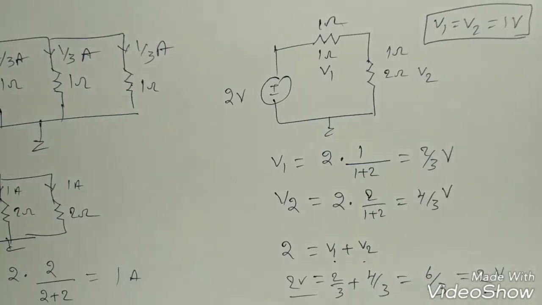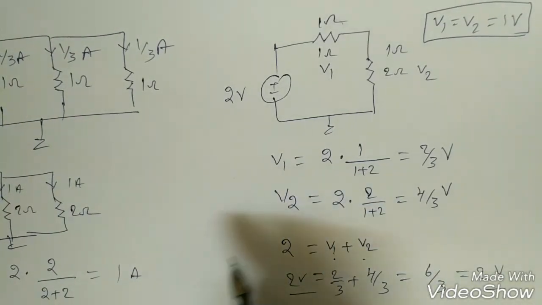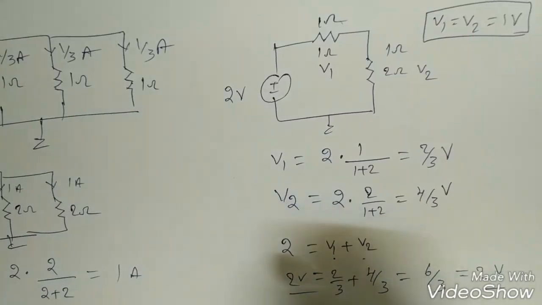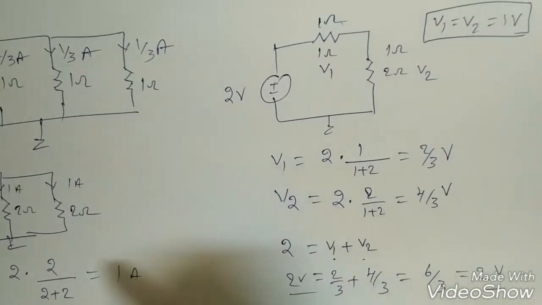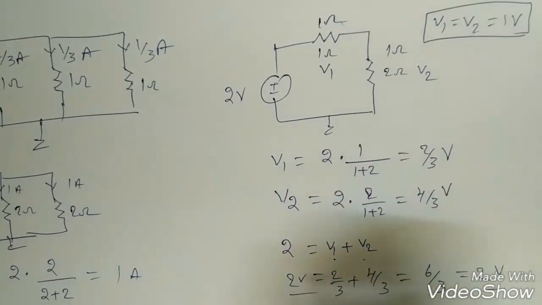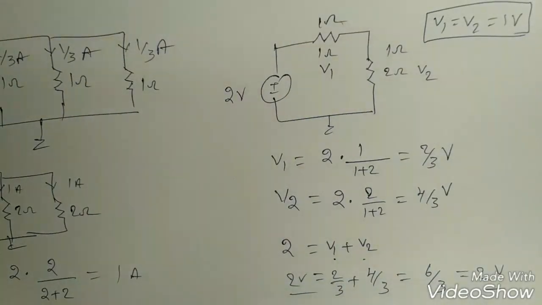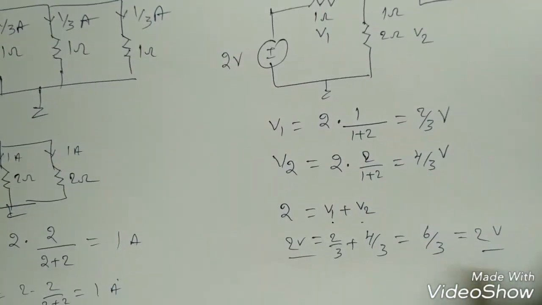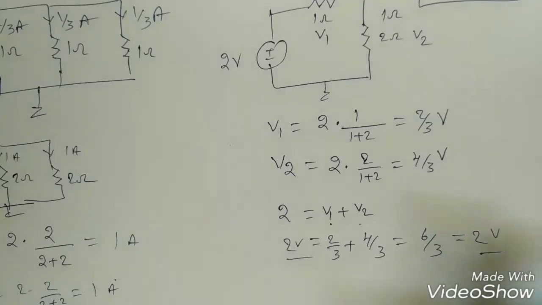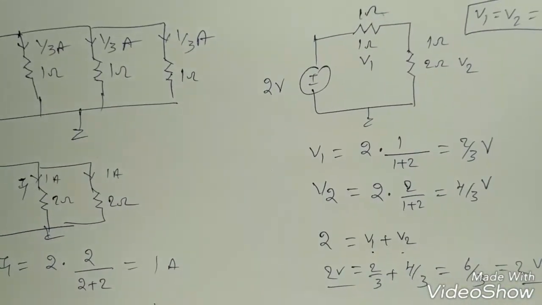So this is about KCL, KVL, and parallelly if the current sources are connected, voltage sources are connected, right? And how to find the R equivalents when they are in series and when they are in parallel, right? In the next lecture I will go for problems on KCL, KVL and equivalent resistances, right?